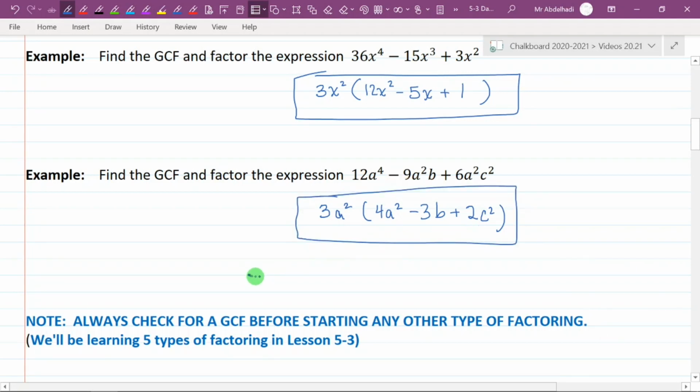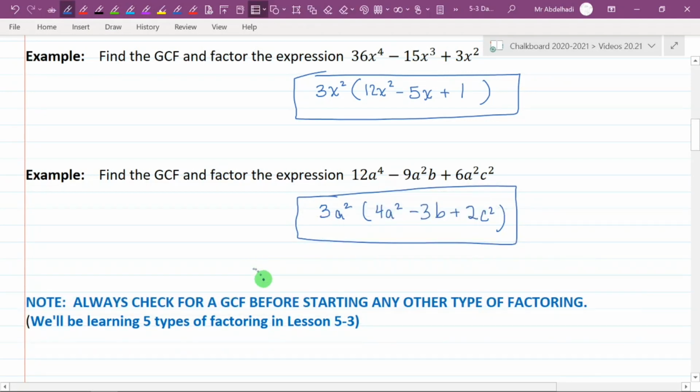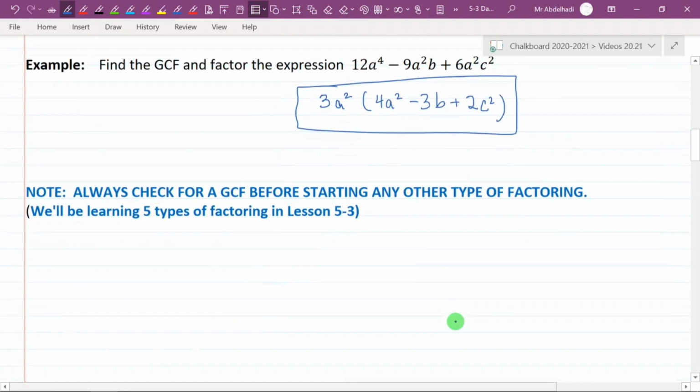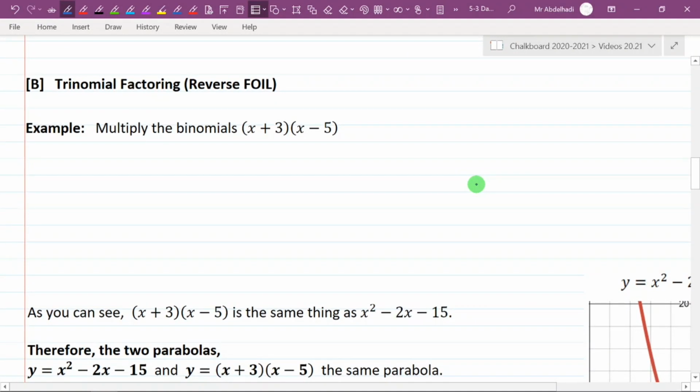Now, it seems really easy and really simple, and it is. GCF factoring is the easiest type of factoring. Like I said, you're going to look in here and see if there's anything else that's factorable. You should always, always, always start by looking for a greatest common factor before you do any other type of factoring. Let's go on to a different method now. This next one's called trinomial factoring. I call it reverse FOIL.